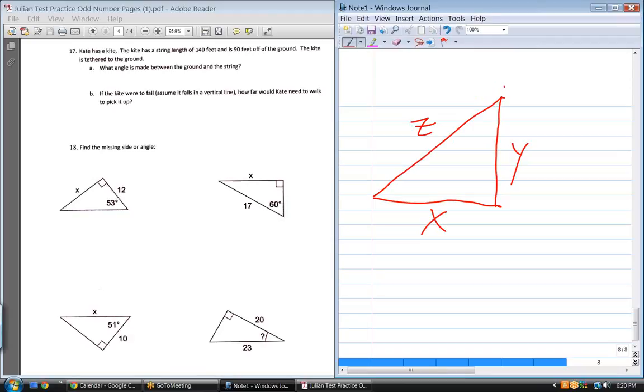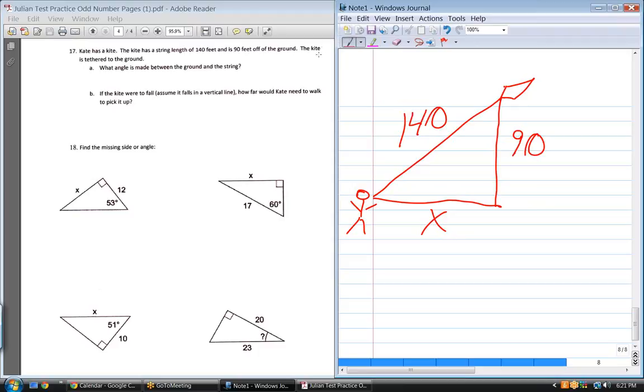Here's the kite right up here. Here's the person down here. 90 feet is Z, I think. Have you ever flown a kite? Think about when you're flying a kite. The length of the string is going to be Z. Right? Got to be. What's the height off the ground? Which variable? Y. Yeah, that's what's 90.